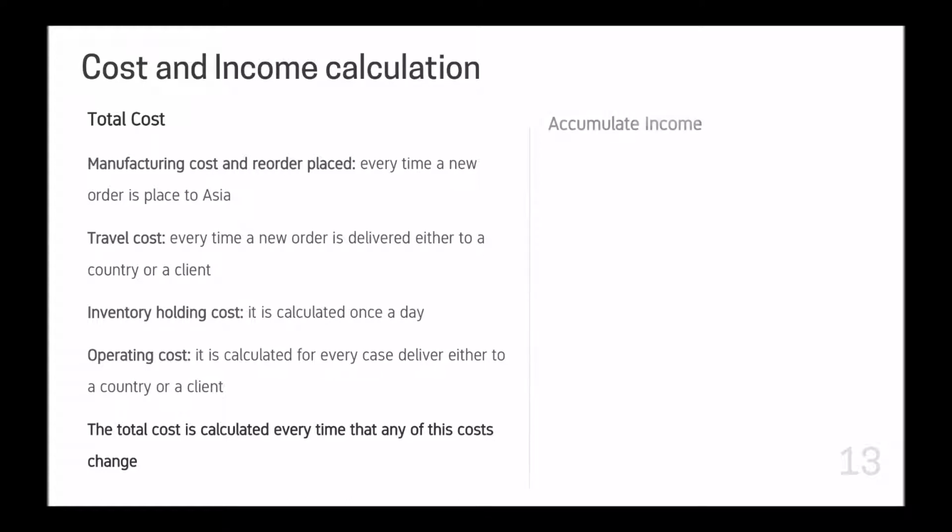Accumulated income is calculated every time a case is sold in the process. Every time a case is sold, the process multiplies demand and the price of sale.